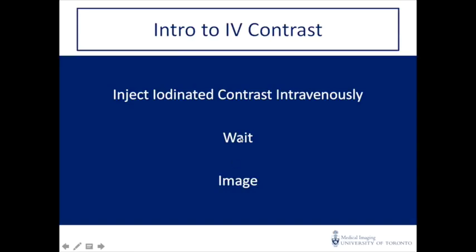How long we wait after we inject before we image will determine what phase we are in. In other words, how long we wait will determine where the contrast is going to be in the body. Where the contrast is important, and we want to take advantage of particular phases to answer particular clinical questions. For example, if we want to evaluate for an aortic dissection, we want the contrast to be in the aorta. If we want to evaluate for a pulmonary embolism, we want the contrast to be in the pulmonary arteries.